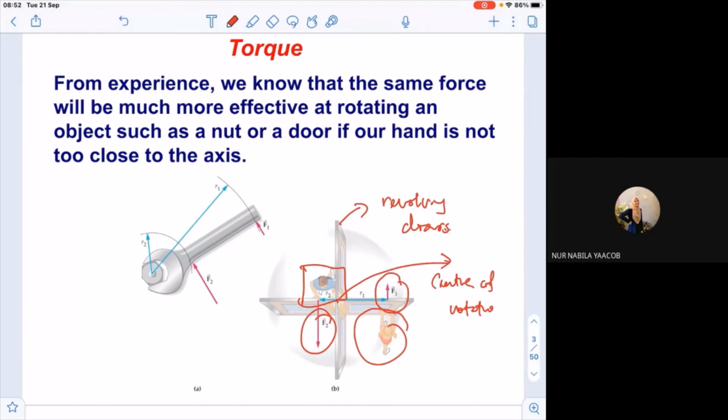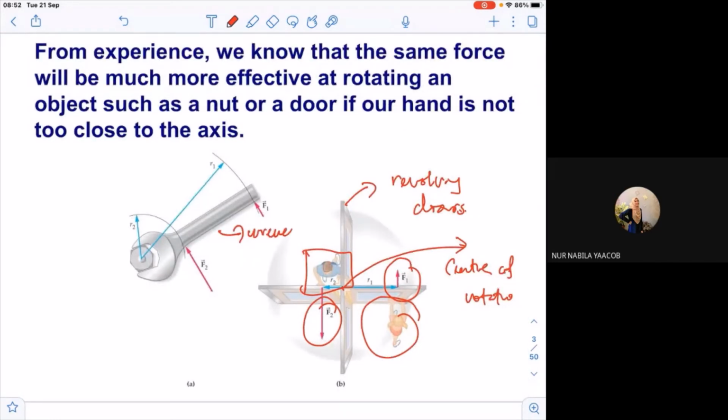For example, in the revolving door, and also when you are using a wrench like this. This is a wrench, and also the nut. To tighten the screw and the nuts, you need to use a wrench. So which side is a good place to put your hand to tighten the nut? Is it F1 or F2? It will be answered in this chapter.